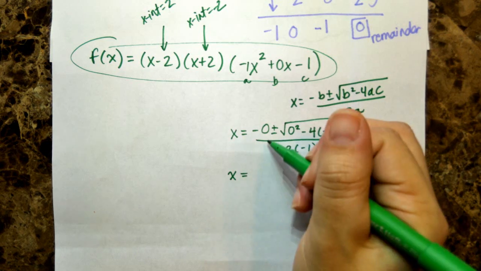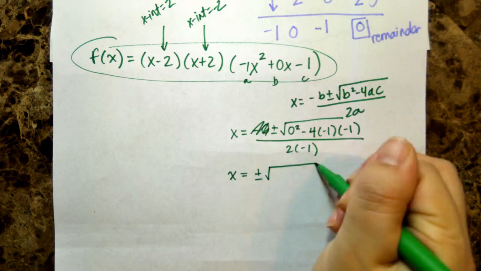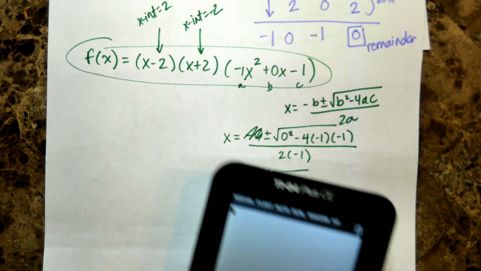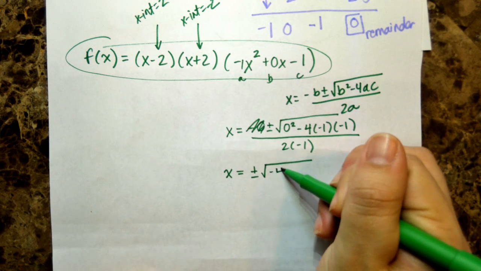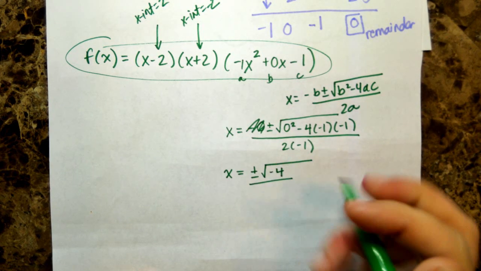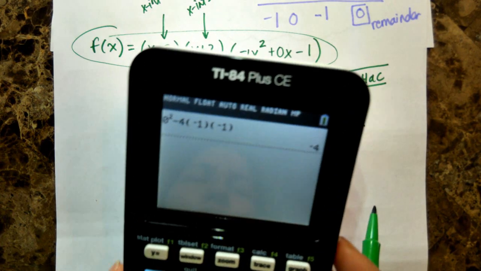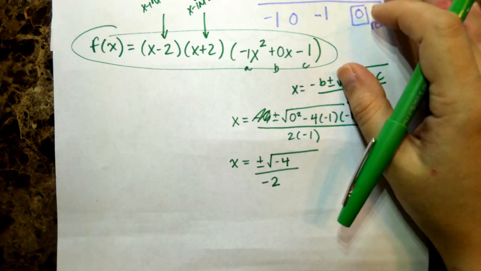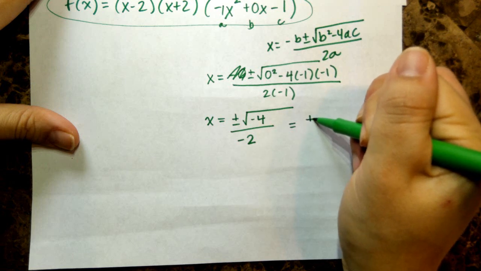Negative 0 is just 0, so you can get rid of that. Plus or minus the square root of 0 squared. I'm going to type in everything inside the square root: 0 squared minus 4 times negative 1 times negative 1, which is negative 4. And the whole thing is divided by 2 times negative 1, which is negative 2. I'm working this out by hand because if you try to type in the whole thing, you will probably get an error. It won't let you calculate it.